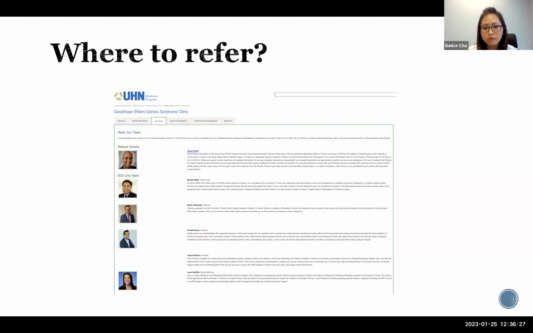So if you're ever suspecting that someone may have EDS, this is the place that you can refer to. There's a form online that you can fill out to refer them to the clinic. The caveat is there's a very long wait time, so it looks like it takes about 24 months for the patients to be seen initially.